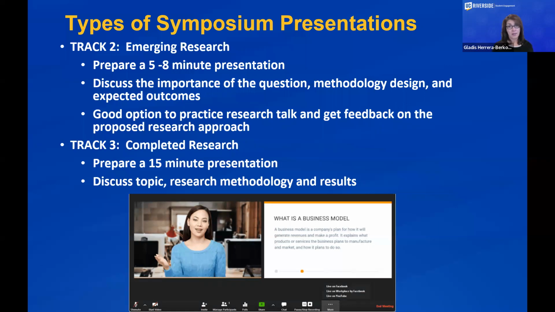Track 3 is also going to be hosted on Zoom, and this is for completed research. So for students who have gotten their research results, this is the opportunity for you. This track will allow you a 15-minute presentation with 3 other presenters. In both tracks, there will be a time for question and answer from the audience. So again, you're going to discuss your topic, your research methodology, and your outcomes. So I encourage you to talk to your faculty mentors to determine which is the best track for your work.